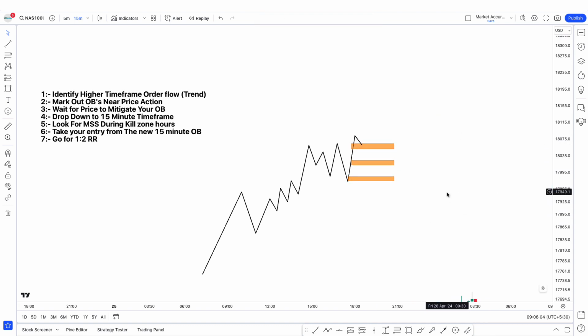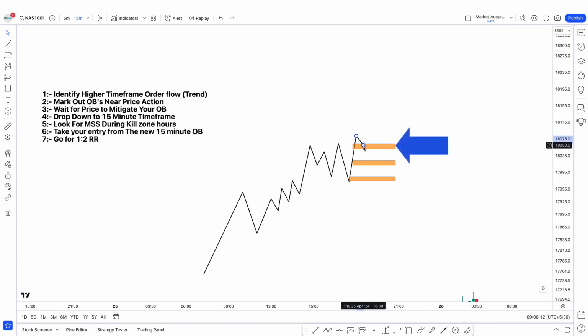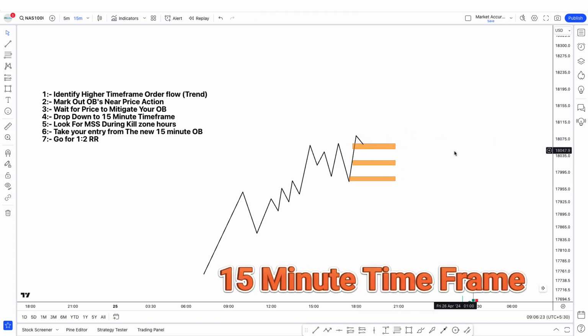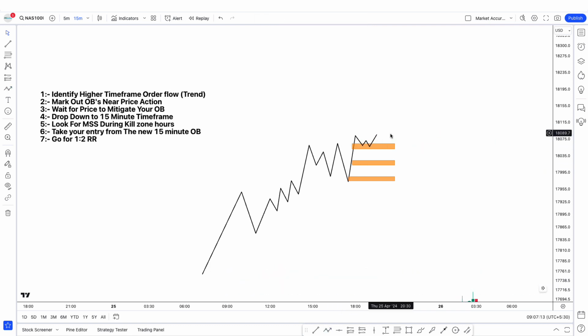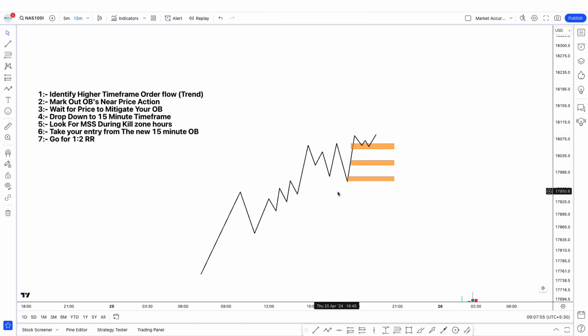So let's assume that price comes back into your POI, which is the order block. You drop down to the 15-minute time frame and the price action is going to look something like this. You wait for a market structure shift. That should happen during kill zone hours. The kill zone hours are 2 a.m. to 6 a.m. and 7 a.m. to 11:30 a.m., New York time.